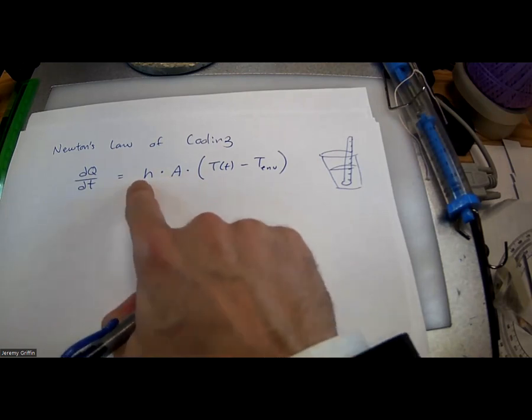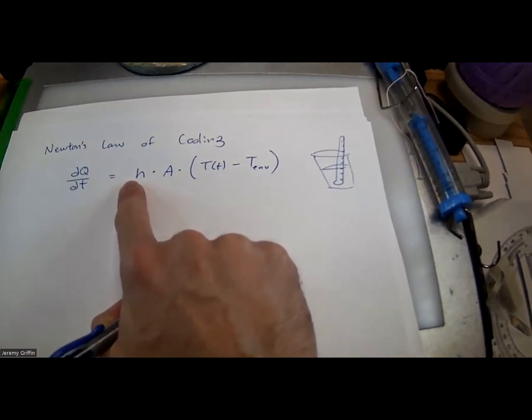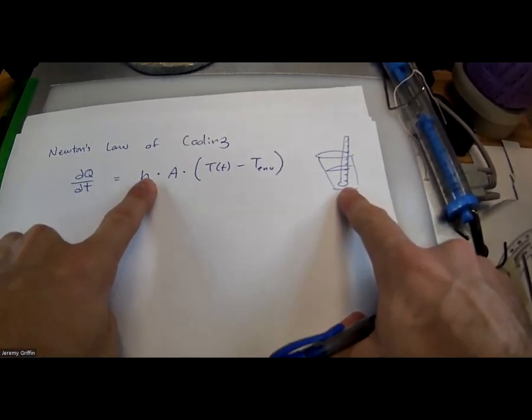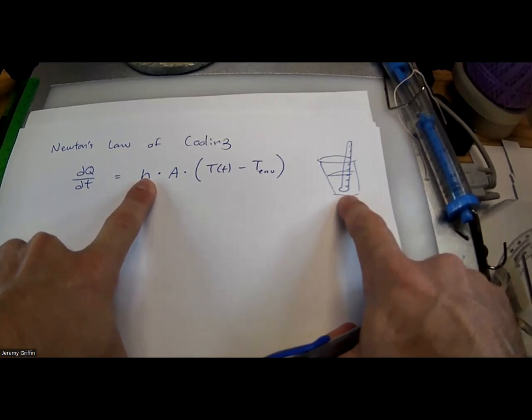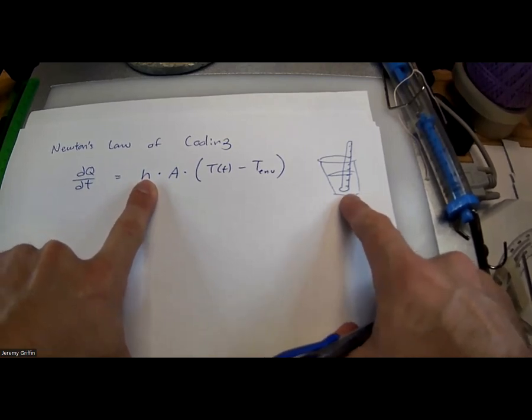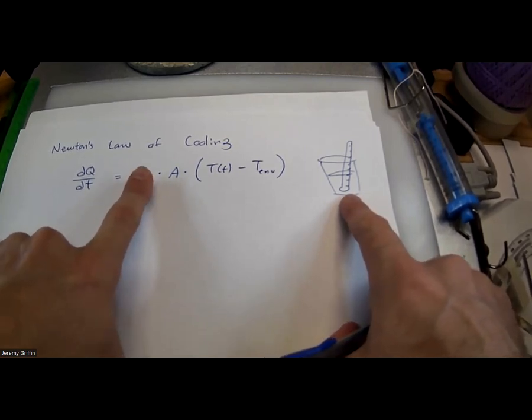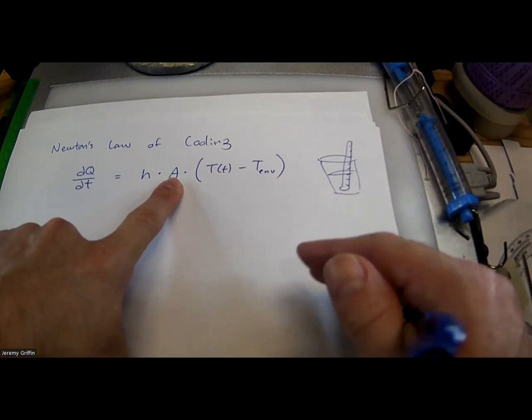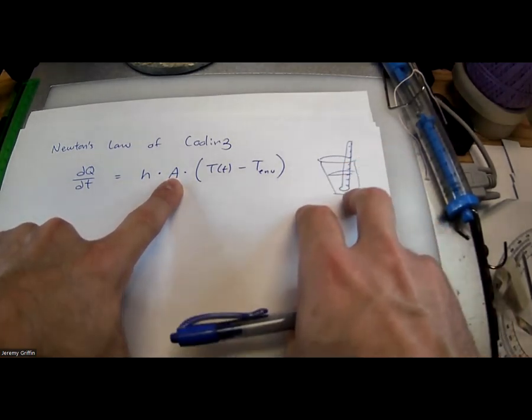H refers to a heat transfer coefficient. Let's say if I have a cup of water versus a cup of olive oil, you think they probably cool down at different rates? Probably so. And that's sort of embedded in this H, kind of like a material property. This A refers to the area of contact. So remember this is like a styrofoam cup.